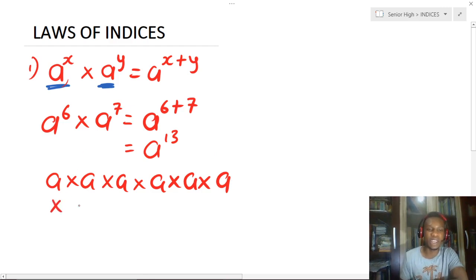That's continuing again, A times A times A, down to, let's say, 7 A's times another A. So let's say there are 7 A's, and when you add them up all together, what do we have? We have A raised to the power of 13, because that's what it means.